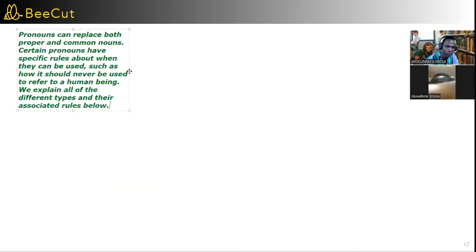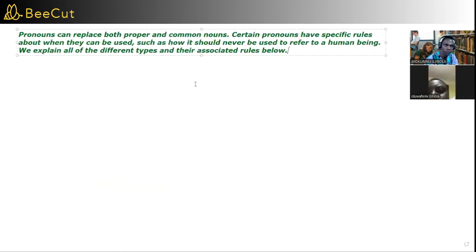So furthermore, you can replace both proper and common nouns with pronouns. Certain pronouns have specific rules about when they can be used, such as how "it" should never be used to refer to human beings. We'll explain all this below. So the first one we're looking at here is personal pronoun.